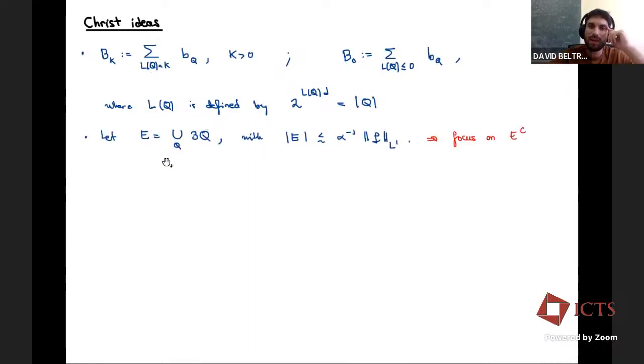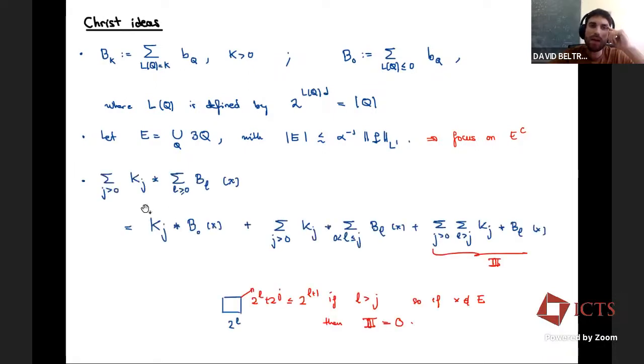And now we take the usual exceptional set in Calderón-Zygmund theory, which has controlled size by what we want, so we can focus on the complement. And if now I study what my kernel does acting on all the bad functions, the sum over all cubes of the B_Q's, then I can decompose it into three terms: the B0, all the B_Q's up to matching the scale of the kernel, and all the ones that are larger than the scale of the kernel.